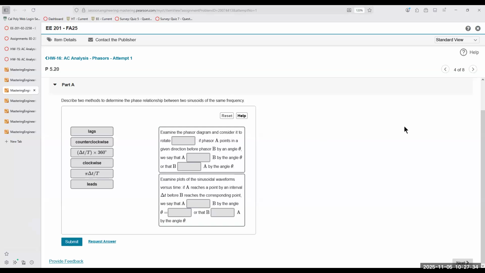Examine plots of the sinusoidal waveforms versus time. If A reaches a point by an interval delta t before B reaches the corresponding point, we say that A, again, the same thing. The keyword is before. And so if it's before, then the answer is obvious. We just spoke about it. Say that angle A blank B by the angle theta equals what? And there's two options: pi delta t over t or delta t over t times 360 degrees. You're performing a conversion. Yes. That is correct.